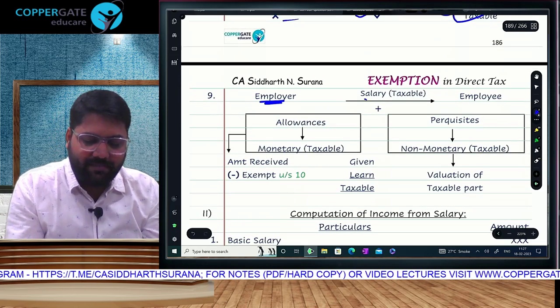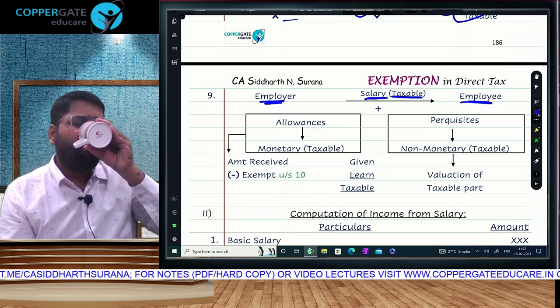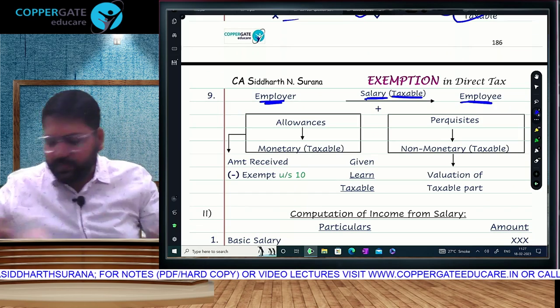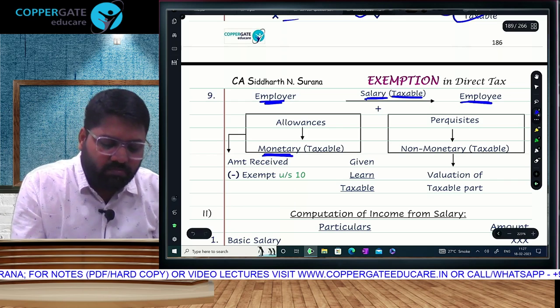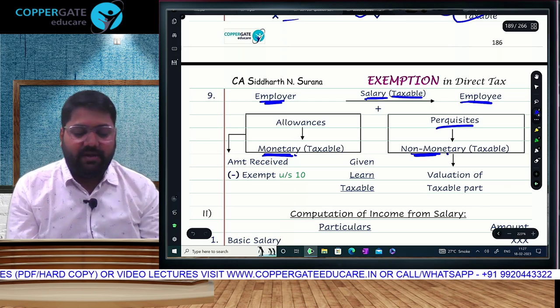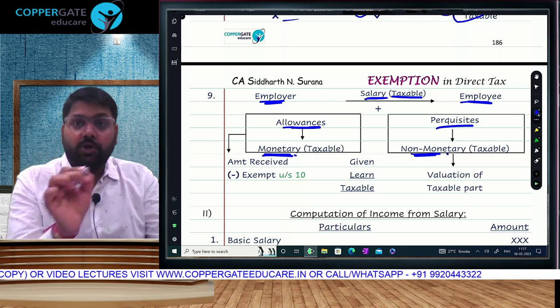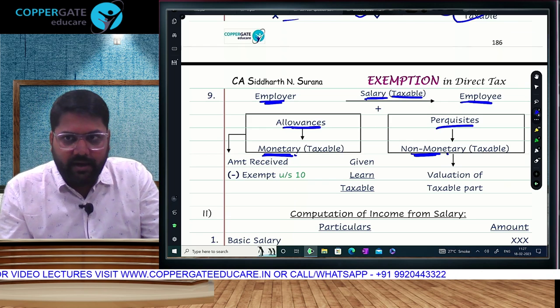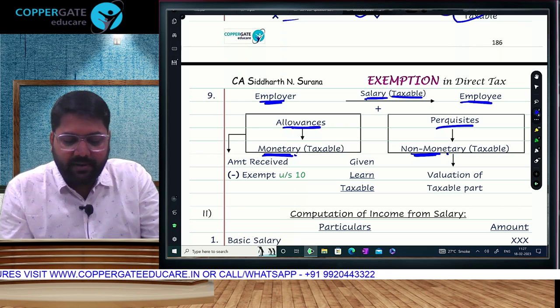An employee primarily receives the salary from his employer, which is obviously taxable. But over and above salary, every employer pays some monetary benefits to his employee and some non-monetary benefits to his employee. The monetary benefits are called allowances and the non-monetary benefits are called perquisites.